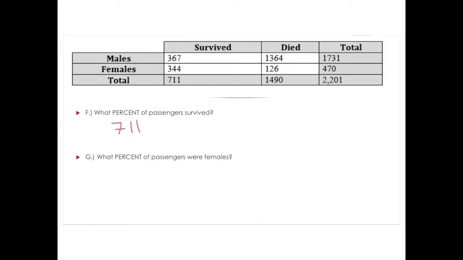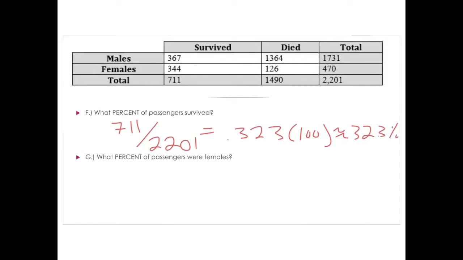And to turn this into percent, we're going to divide that by the total number of people, which is 2,201. And we get approximately 0.323. To turn that into a percent, we're going to multiply that by 100. And we get approximately 32.3% of the passengers actually survived.